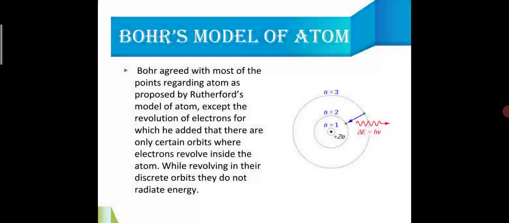Bohr model of atoms. Bohr agreed with most of the points regarding the atom as proposed by Rutherford's model, except the revolution of electrons, for which he added that there are only certain orbits where electrons revolve inside the atom. While revolving in their discrete orbits, they do not radiate energy.